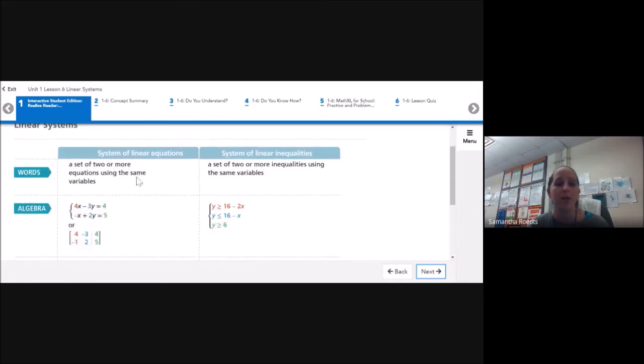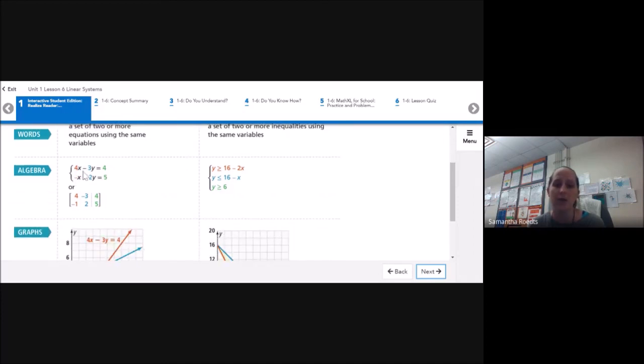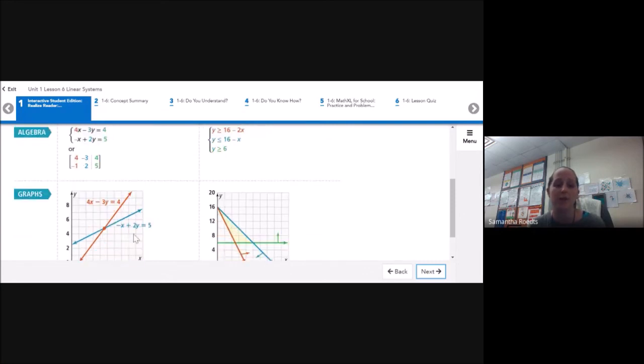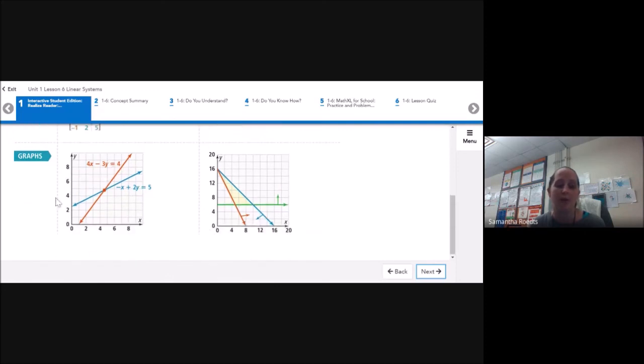So concept summary in words. A system of linear equations versus a system of linear inequalities. Both have the same variables attached to them. In algebra, we can solve them by graphing or by substitution or by putting them in a matrix. And then we can always graph them as well. And that is the end of Unit 1, Lesson 6.